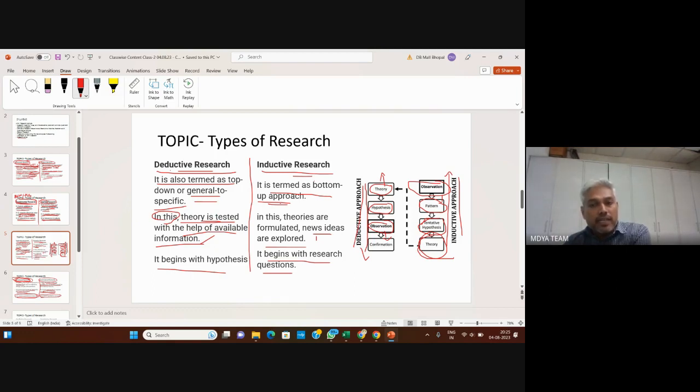And inductive research begins with the research questions. When, first of all, you think about the problem, you decide a question, a research question, and then you do your research in this approach.